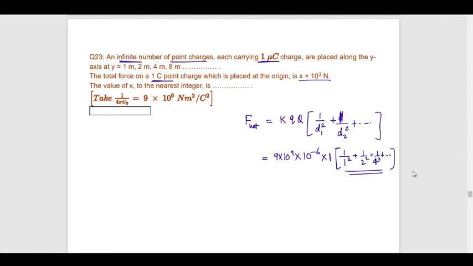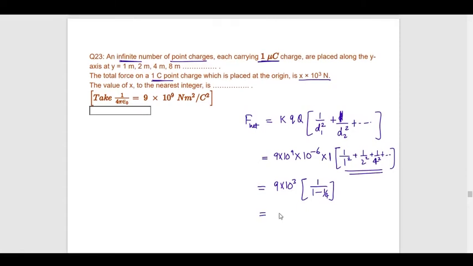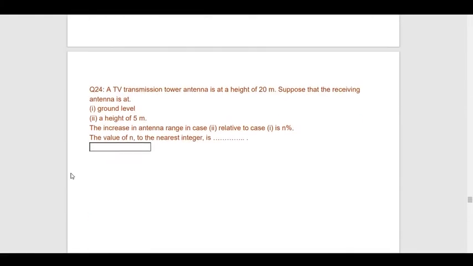So here we are observing that we have an infinite series. The value of A is 1 and the value of R is 1 by 4. So we've got 9 times 10 to the power 3 times A divided by 1 minus R. R is 1 by 4. Solving this, we will get the value as 12 times 10 to the power 3 newtons. So the answer is 12. So let's observe our next question.